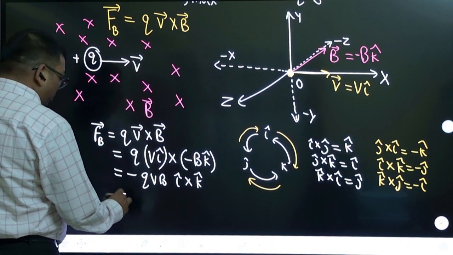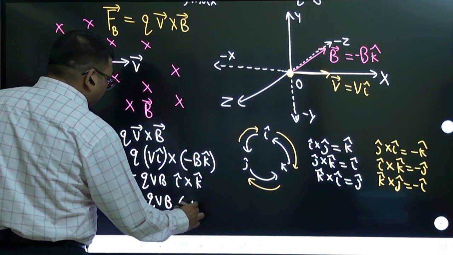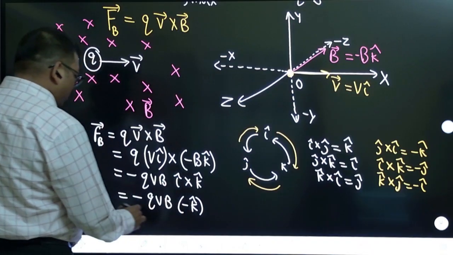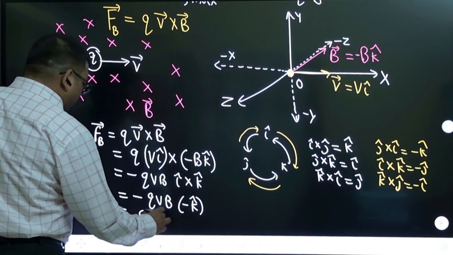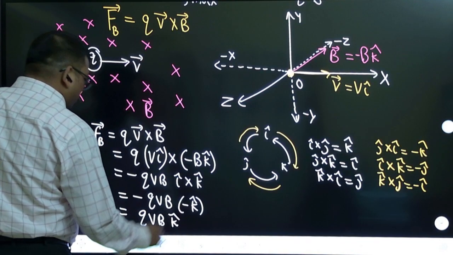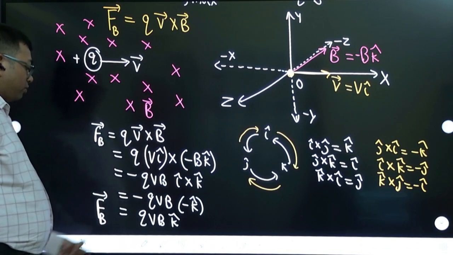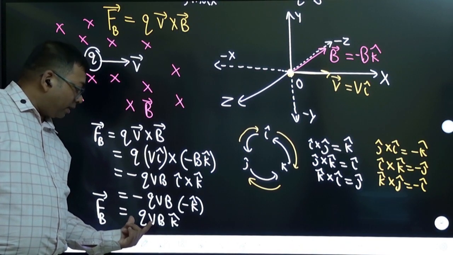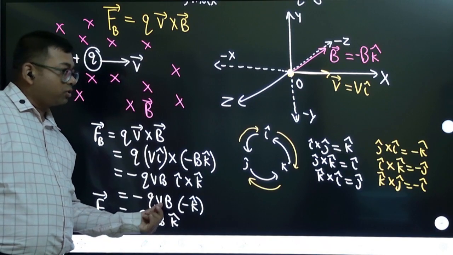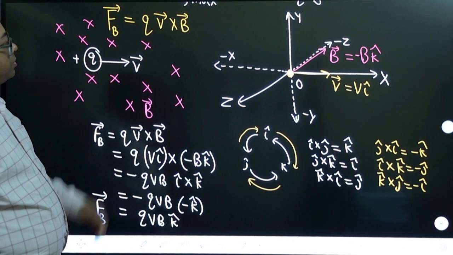So minus qvb, this we are getting as minus k. So from here, when you simplify, minus minus will become plus qvb k cap. This is the magnetic force you are getting. So the magnitude of this magnetic force is qvb, and the k cap shows the direction. K cap means which direction? K cap means positive, right?